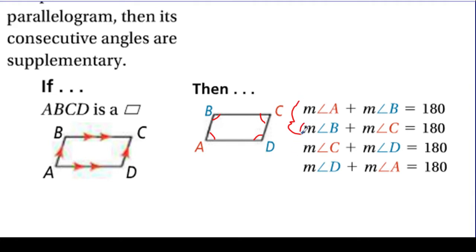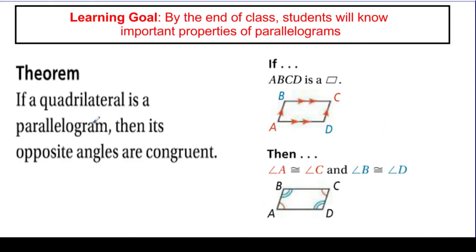I could take a look, for example, at these ones, and say, look at this, angle C. B and D are both supplementary with angle C, so they have to be equal to each other. So again, we have this property that just says opposite angles. If I talk about A and C being opposite angles, they are always going to be congruent. B and D are opposite angles, they are always going to be congruent.